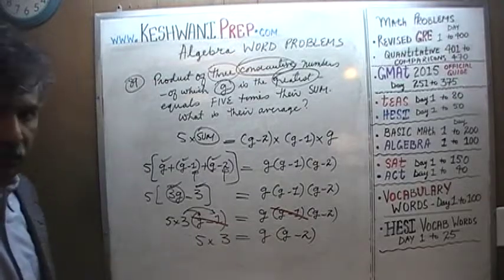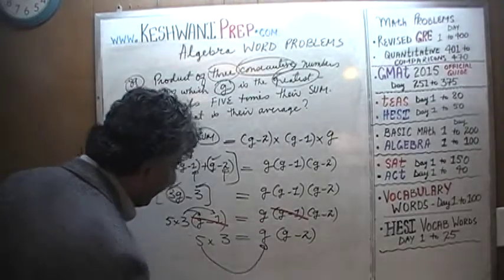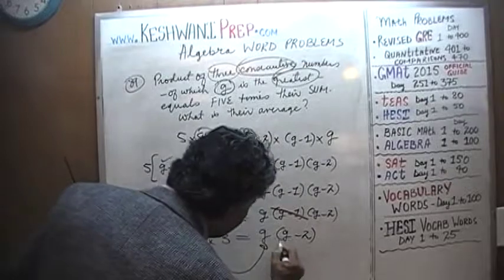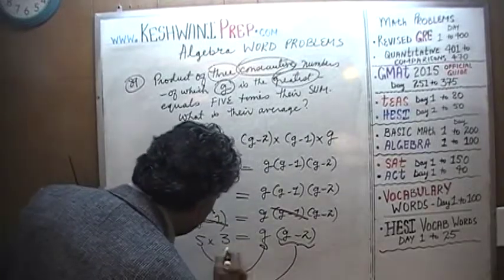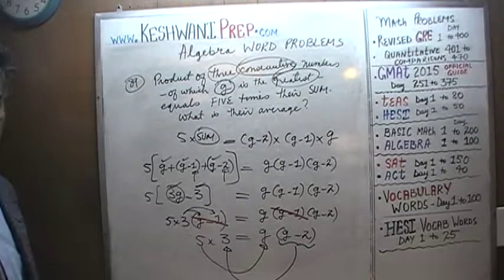Just look at it. The visual inspection should tell you that g is 5, and g minus 2, which is 5 minus 2, is the 3. There you go. We just solved it. g must be 5. It has to be 5. That's the only way it's going to work.